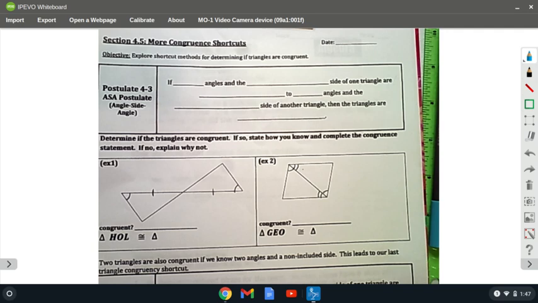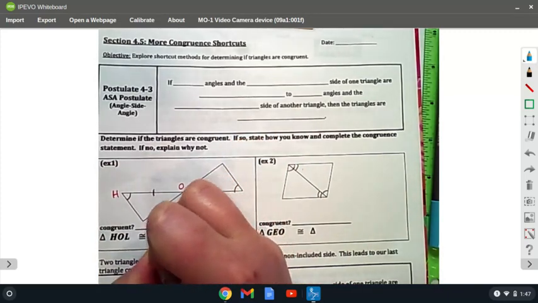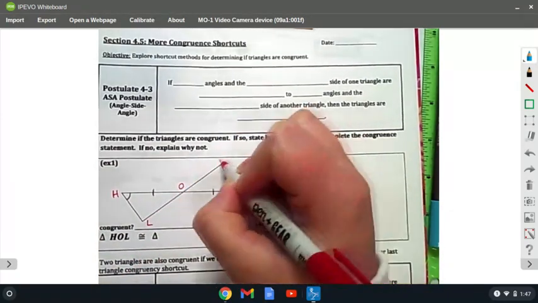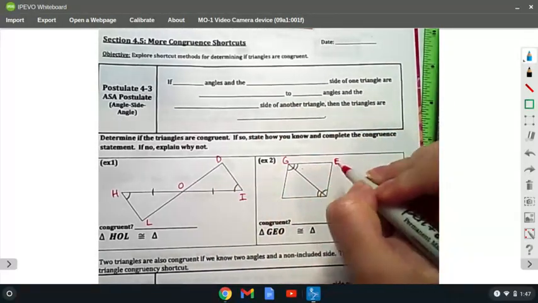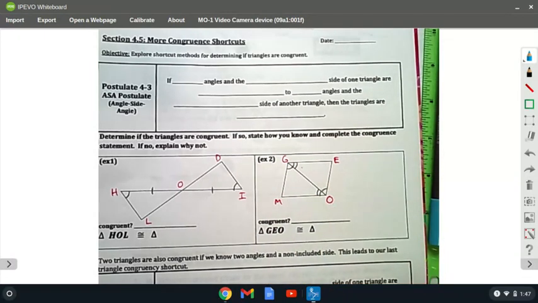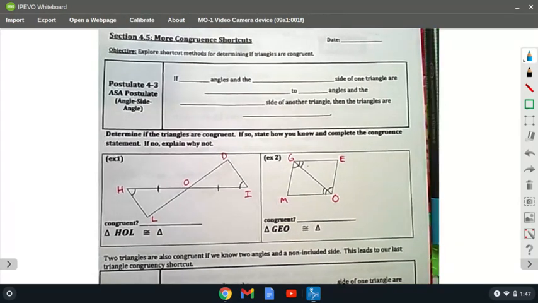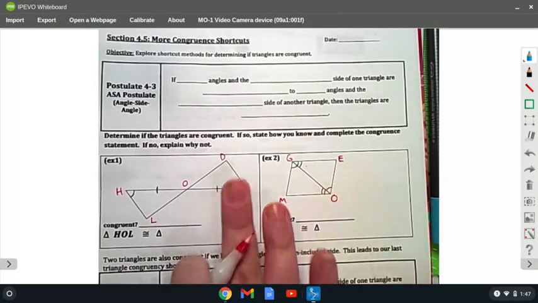There are a few little details missing from your worksheet that I don't know why they just didn't scan. So I just want to point out this is H, O, L, I, D, G, E, M, O. I think that's all that didn't go. All right, so first, make sure you label those quick. And we're going to fill in this blank.